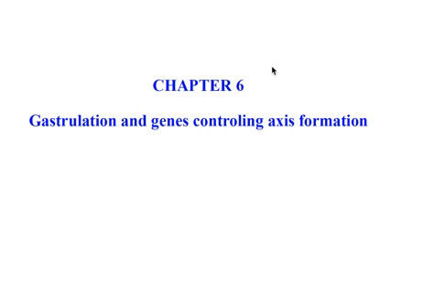Now we'll start with chapter 6. Chapter 6 is about gastrulation and the genes that will control the formation of axes in vertebrates. So this chapter is divided into two parts. The first part that I'm going to talk about today is a kind of introduction.